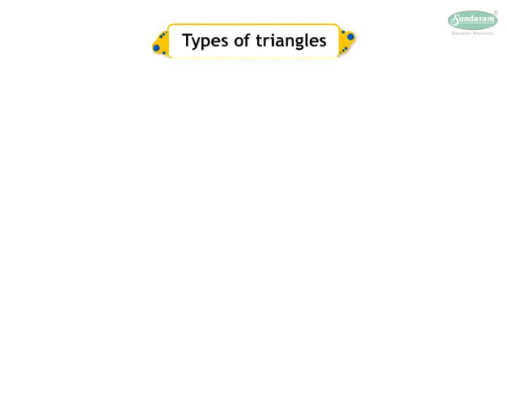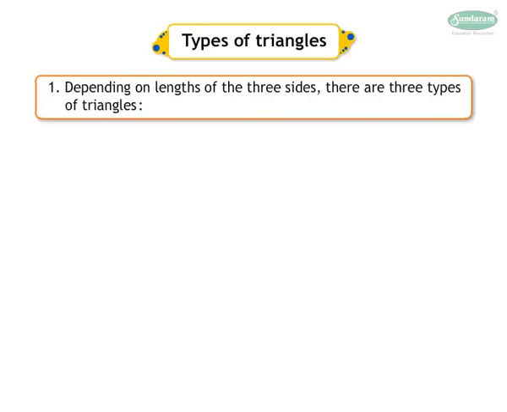Let us learn the types of triangles based on sides and angles. There are different criteria for the classifications of the triangles. 1. Depending on lengths of the three sides, there are three types of triangles.